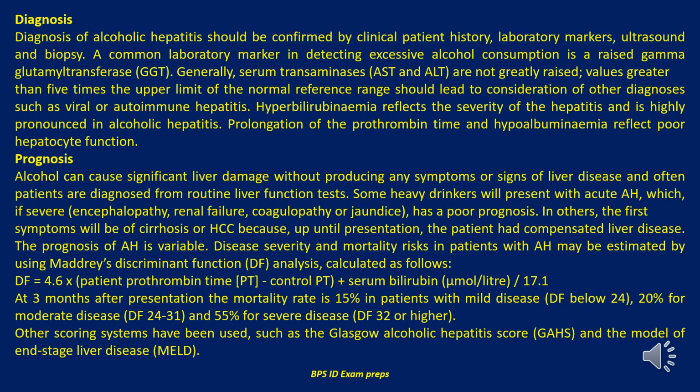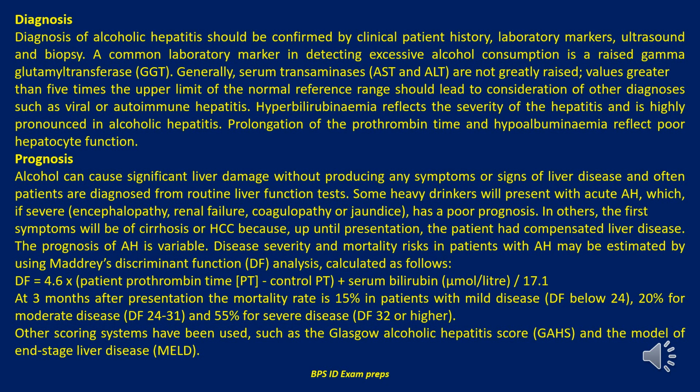Values greater than 5 times the upper limit of the normal reference range should lead to consideration of other diagnoses such as viral or autoimmune hepatitis. Hyperbilirubinemia reflects the severity of the hepatitis and is highly pronounced in alcoholic hepatitis. Prolongation of the prothrombin time and hypoalbuminemia reflect poor hepatocyte function.